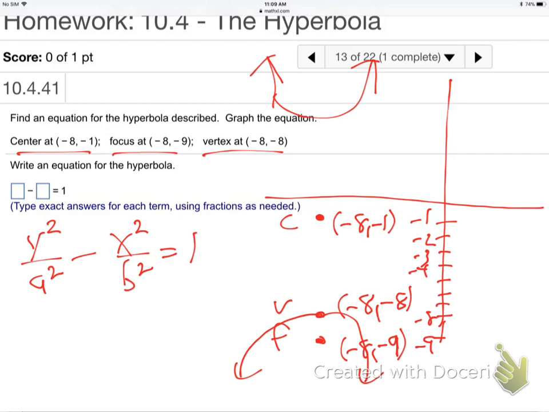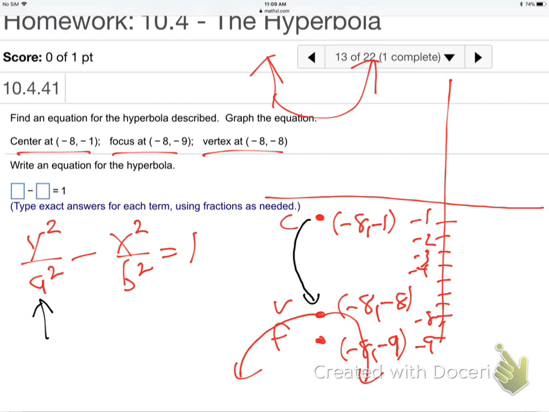So do we know A? All we really got to do now is find A and B. A is always, whatever's underneath y is always how far up, down, just like for the ellipse. Whatever's underneath y is up, down, x is right, left. So whatever's underneath y is up, down from the center.